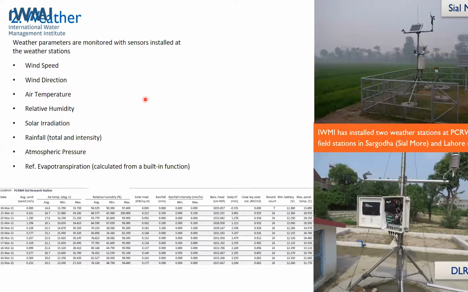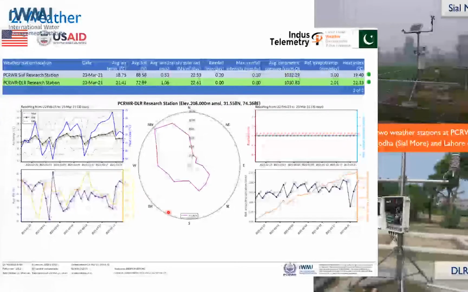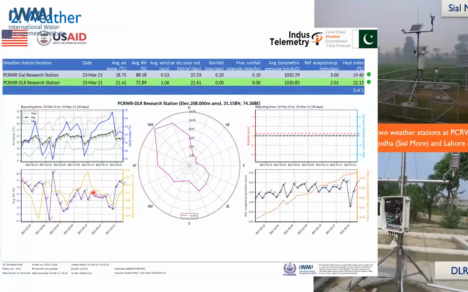And then there is a built-in algorithm which calculates reference transpiration by using these weather parameters. And you can see in the table below that we have this data available every 15 minutes, which is then aggregated into daily data. And this is a screen which I've already shown you in the previous slide. It's very colorful graphs. You can see that in the center there's a wind direction and wind velocity, and there are air temperature, average relative humidity, rainfall, and our transpiration data.